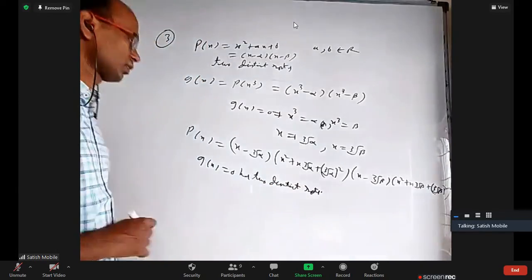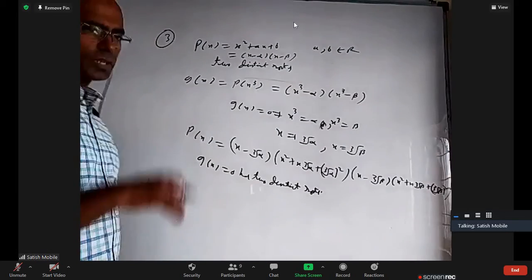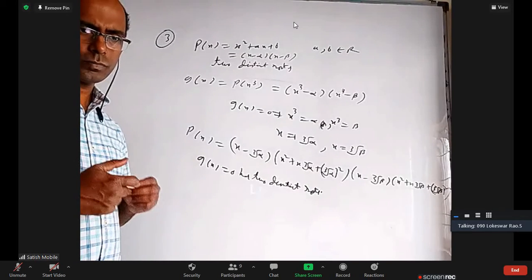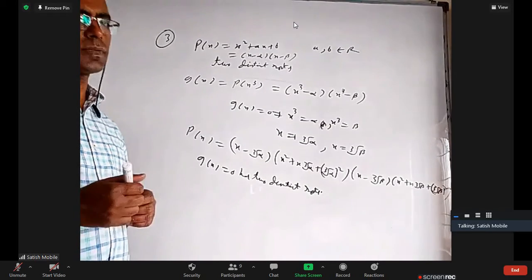Okay, more than 2 roots. What about the minimum value? If you are looking for minimum value, yes, please. Sir, it has a minimum value. Yeah, it has a minimum value, correct.